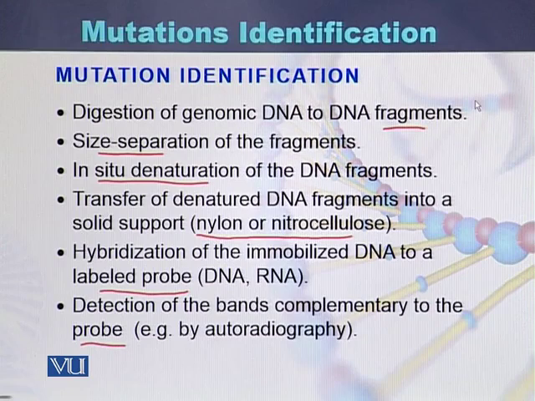So this is the procedure of how mutations are identified, because of a change in the DNA sequence. If that change is at the site of the recognition sequence of a particular restriction enzyme, then with the help of restriction enzymes we can check whether there is any mutation or whether the sequence of the gene is normal.